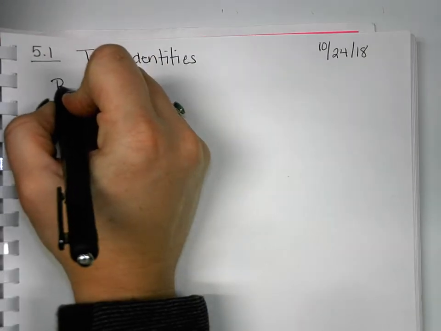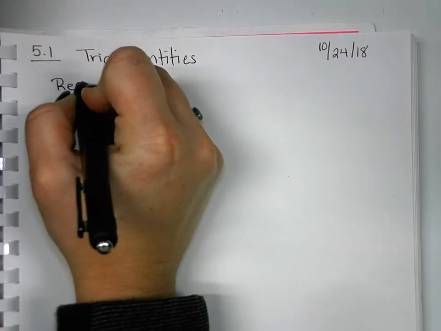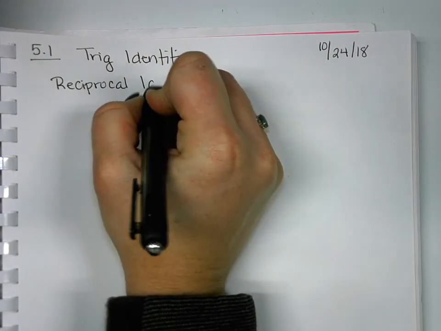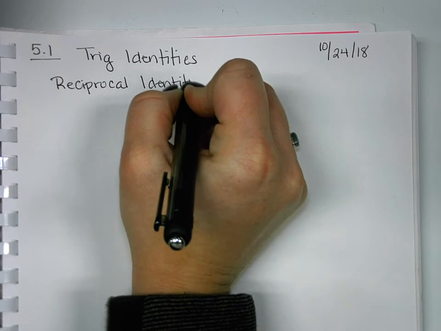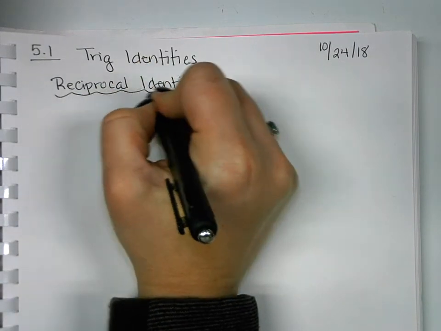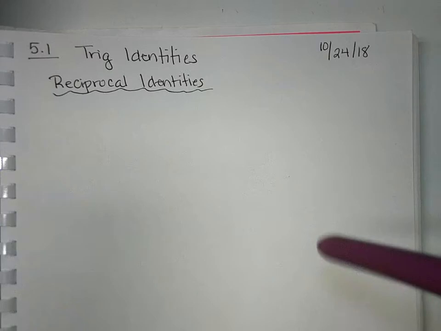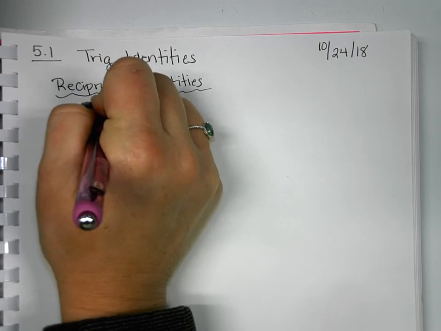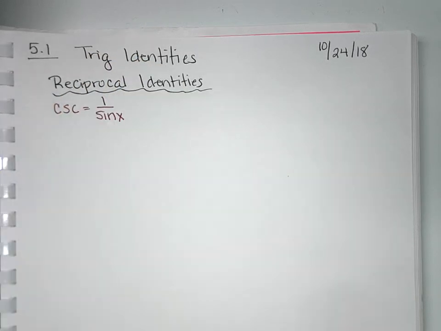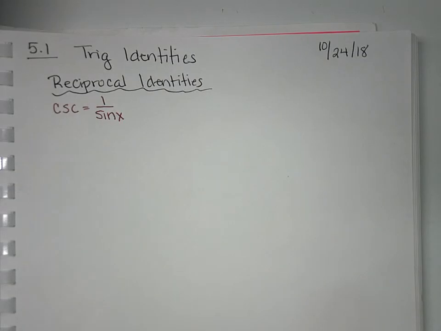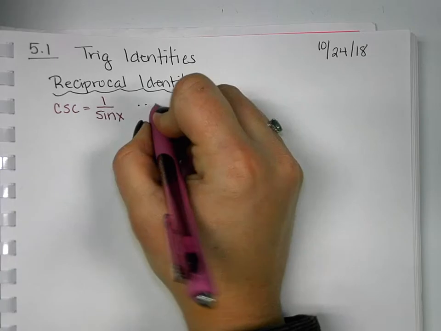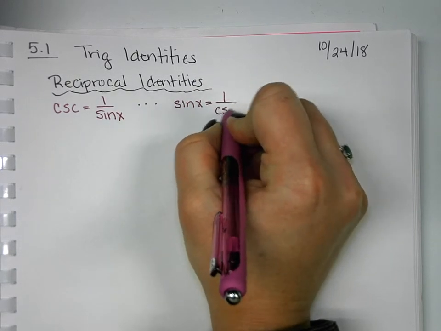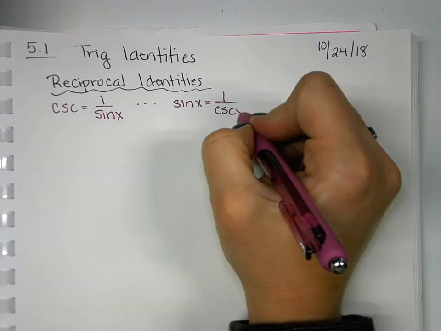Some of the first ones we've actually already done. They're called reciprocal identities. And that would be how cosecant is equal to 1 over sine. It's equal to the reciprocal of something else. That would make it a reciprocal identity. Now that goes with sine of x would equal the reciprocal of cosecant. So these are both reciprocal identities.